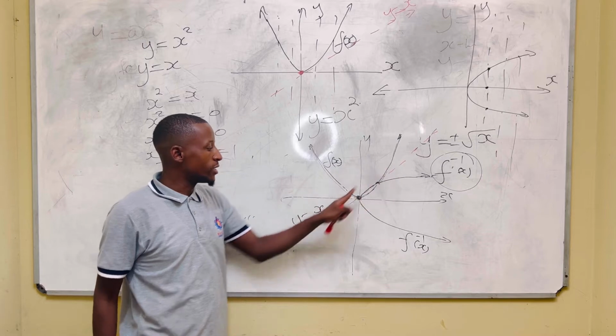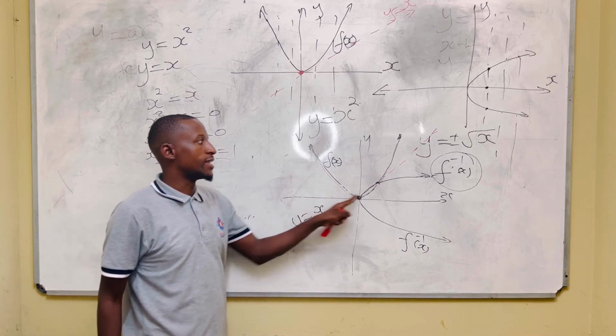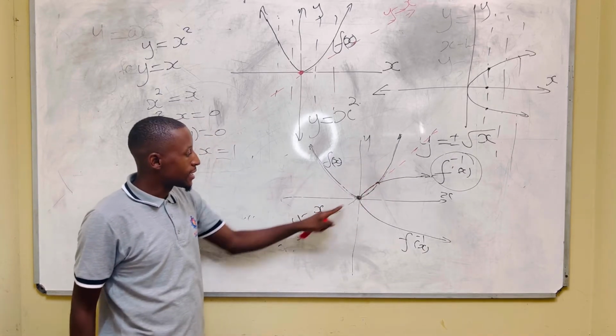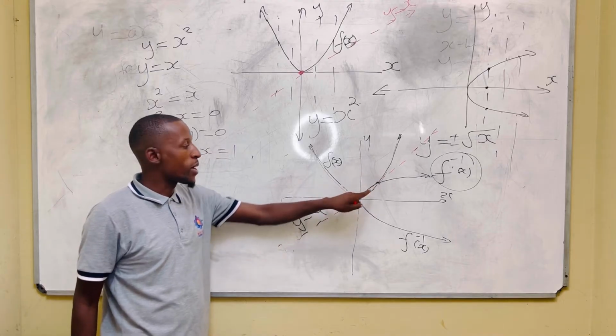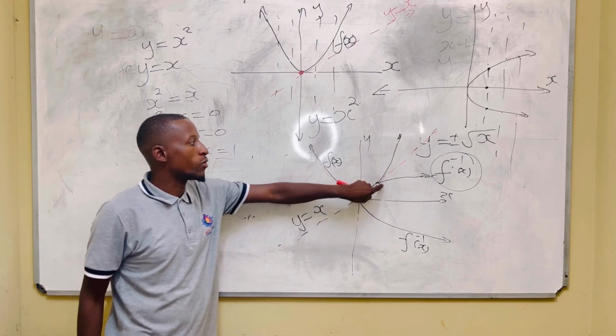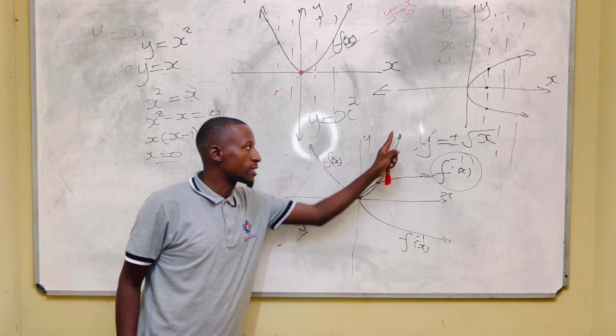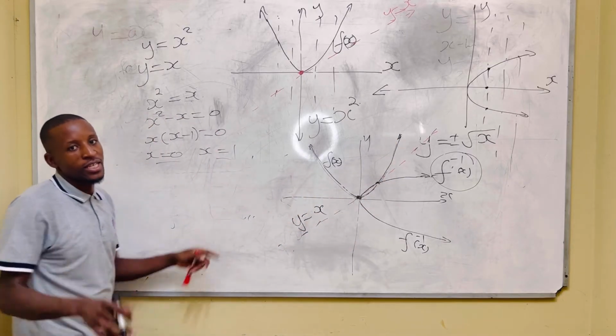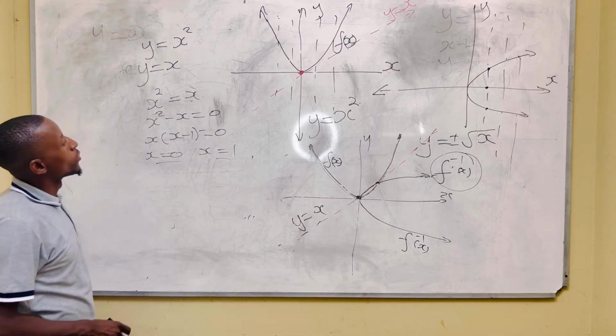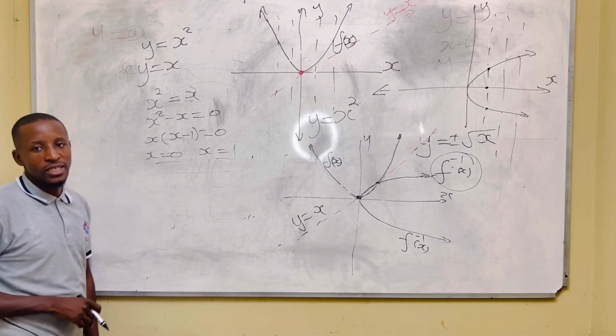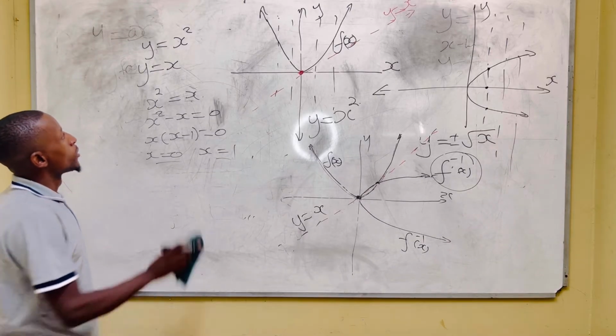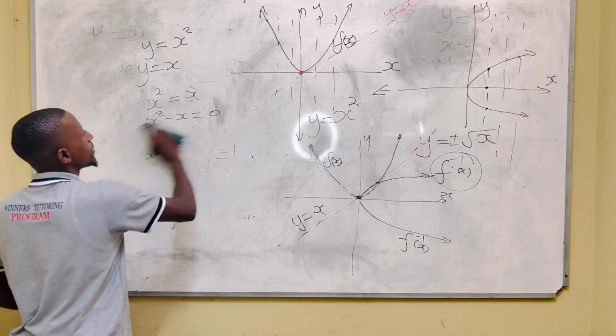The reason why we are equating the line y equals x and f of x is because this line y equals x is also passing through the same points of intersection between the inverse and f of x. So that is another method. So those are the points of intersection of the two graphs. So now let's check something here.